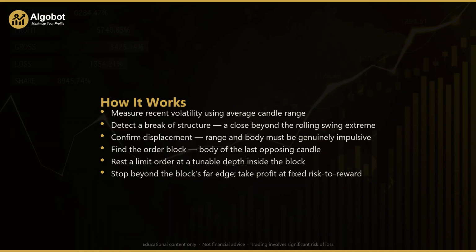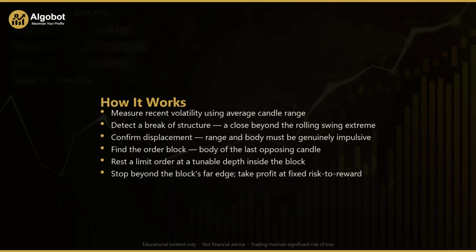Third, it confirms displacement. The breakout candle must be genuinely impulsive. Its total range has to exceed the average range multiplied by your displacement setting, and its body has to dominate at least half of that range. Weak, indecisive breaks with long wicks are simply ignored.